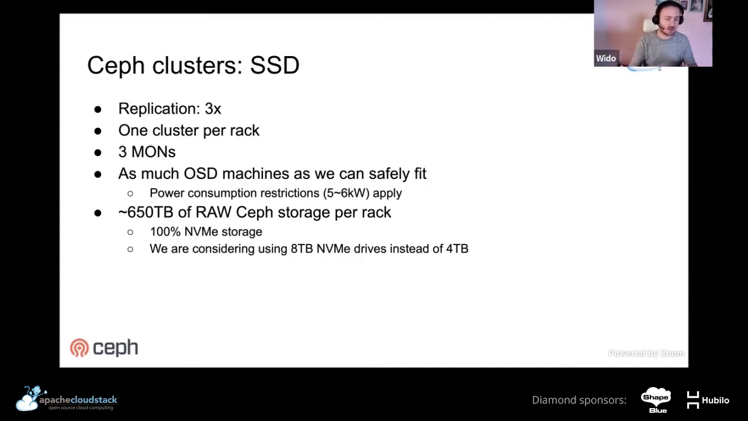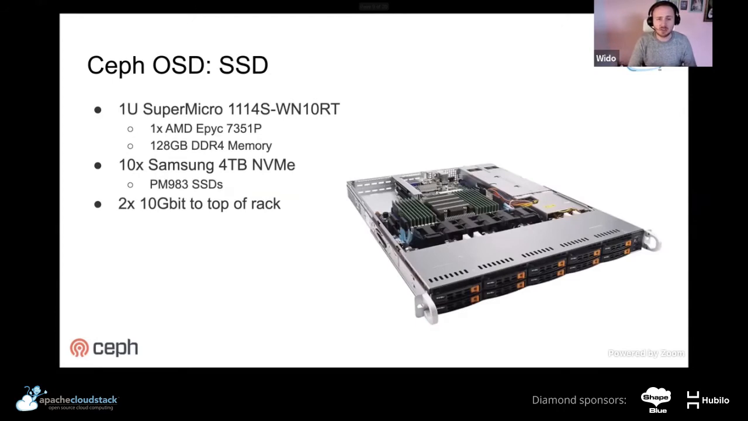Now, at the moment, we use the 4 terabyte NVMes in these machines. However, we are thinking about switching to the 8 terabytes. Why 4 terabytes? Well, it's mainly about the failure domain. If we now lose a single machine, that's about 40 terabytes of raw capacity, which leaves the Ceph system.